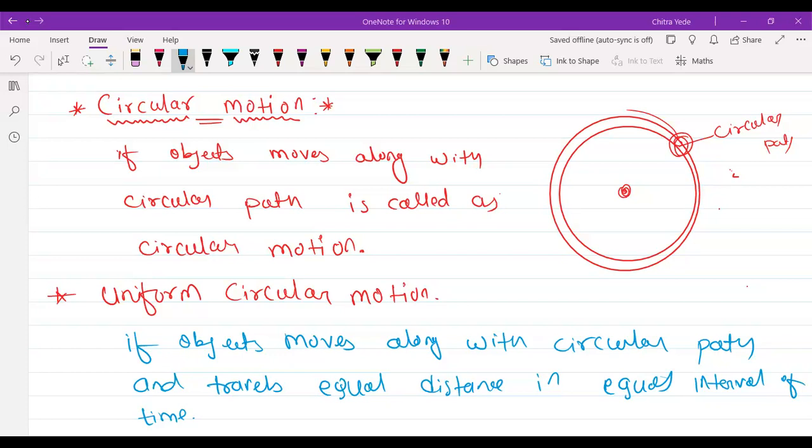If the object moves along a circular path and travels equal distance in equal intervals of time, then it is called uniform circular motion. Done. Very easy.